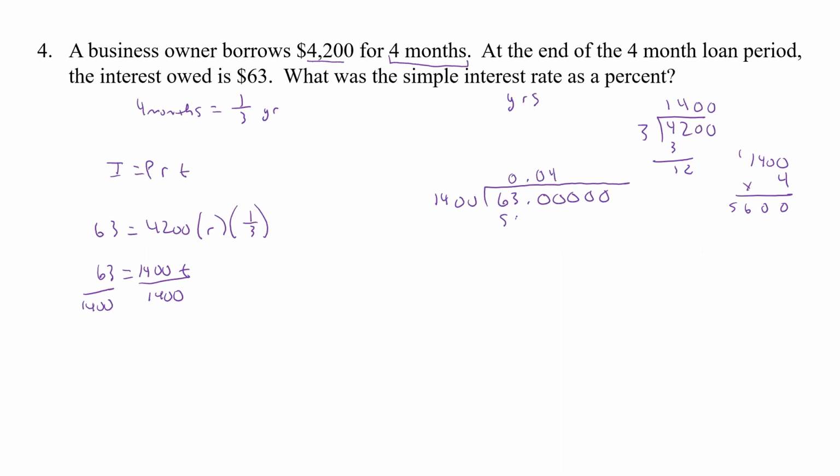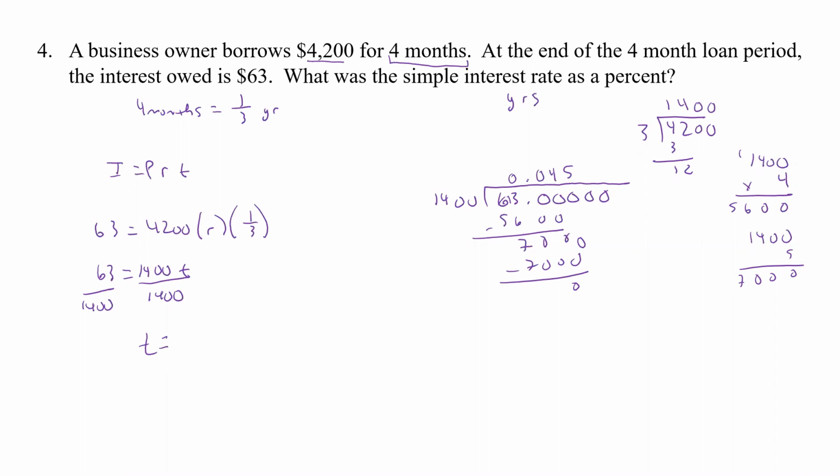Subtract, that gives us 700. Now 1,400 times what? If we have times 5, that gives us 7000. So it's a 5, and we get 7000. We subtract that, we get 0. So that's why they didn't tell us what to round it to, because it's going to be exactly equal.